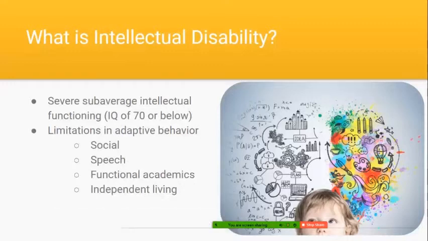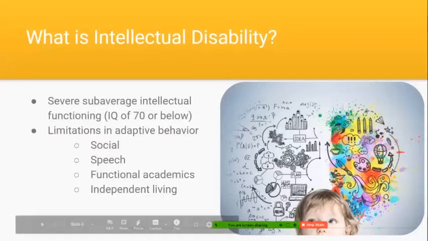What is intellectual disability? Well, it is defined as a person who has severe sub-average intellectual functioning, which basically means they test at an IQ of 70 or lower. They also usually have limitations in adaptive behavior. Adaptive behavior meaning, they have deficits in social skills, their language development, functional academics, and their self-help skills.